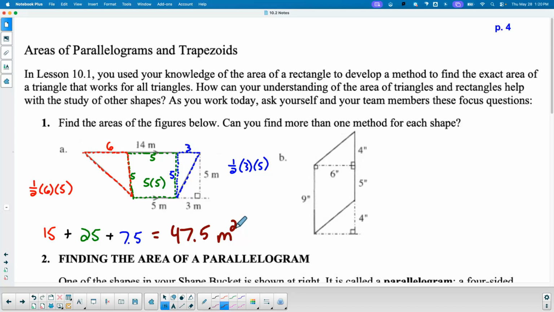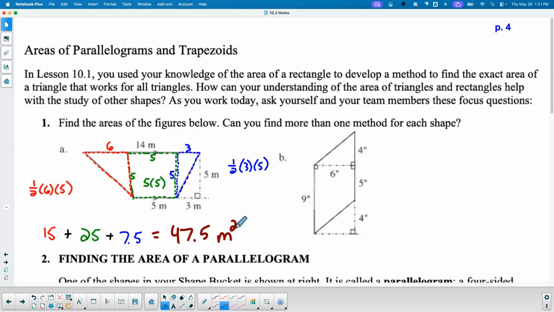Can we do that every single time? Yes. We can. Okay. What's the figure on the right? Now it's a parallelogram.